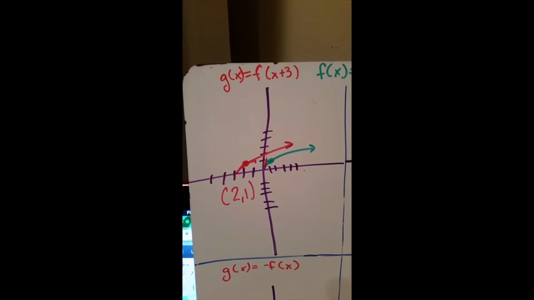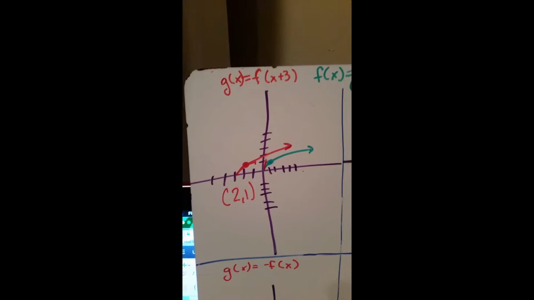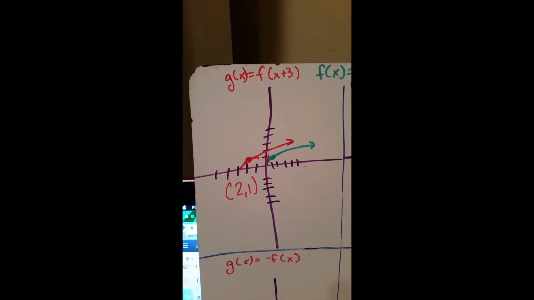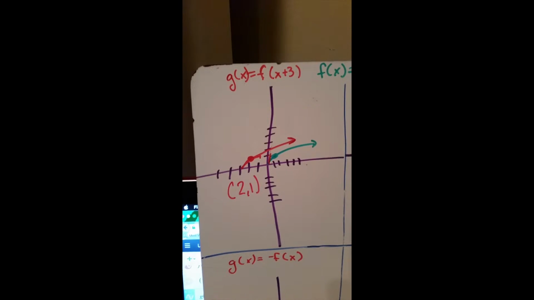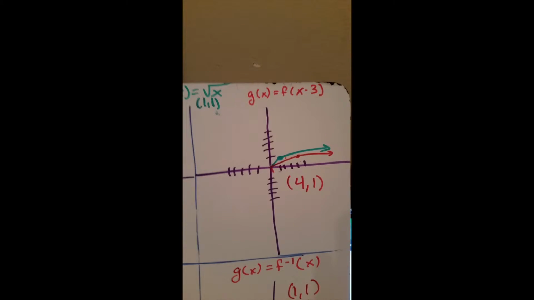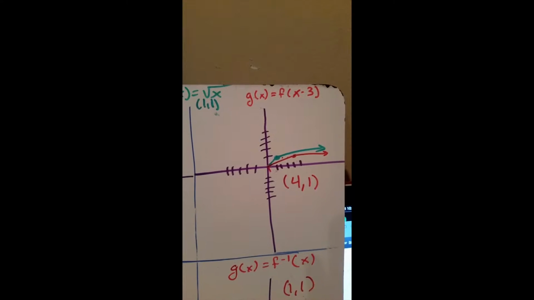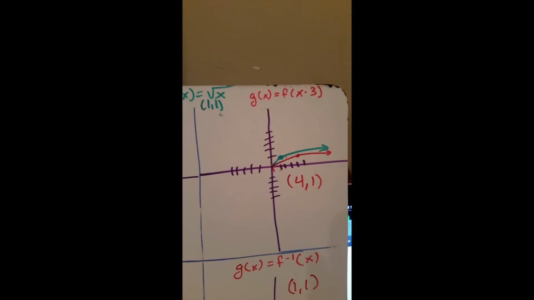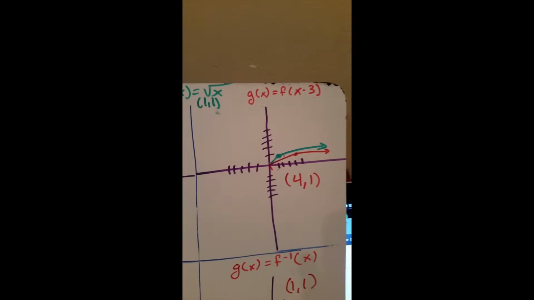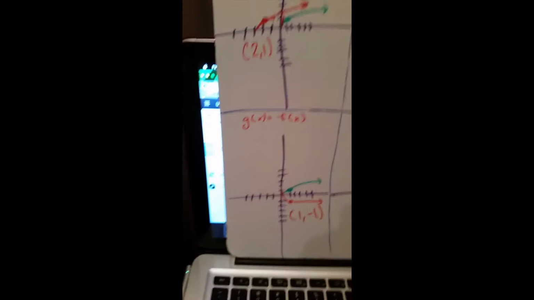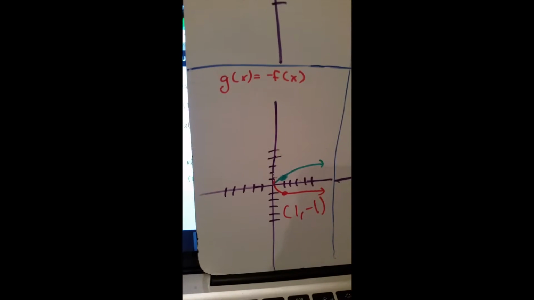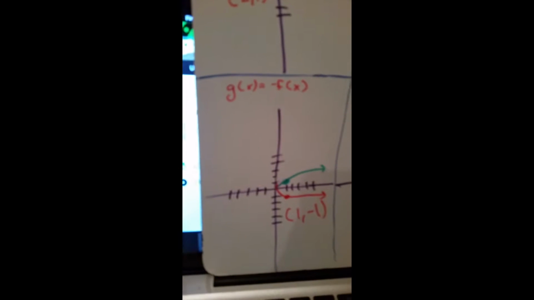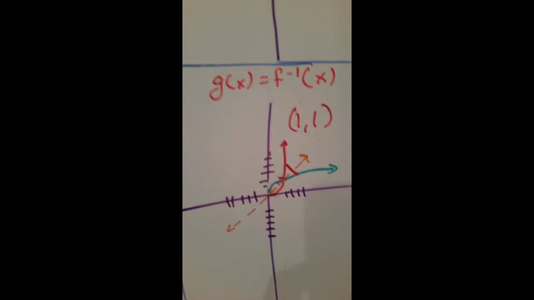G of x equals f of x plus 3 inside the parentheses. You translate it to the left 3 units because it's plus 3 to get 2, 1. Now if you have g of x equals f of x minus 3 inside the parentheses, you move it to the right because it's minus 3 to get 4, 1. If you have g of x equals negative f of x, you just reflect it over the axis to get 1, negative 1.